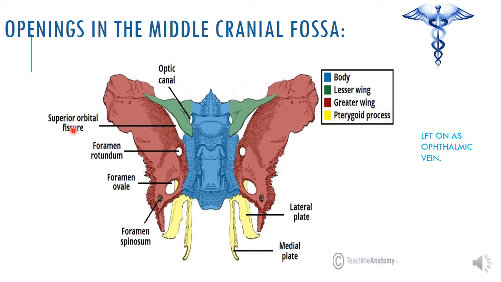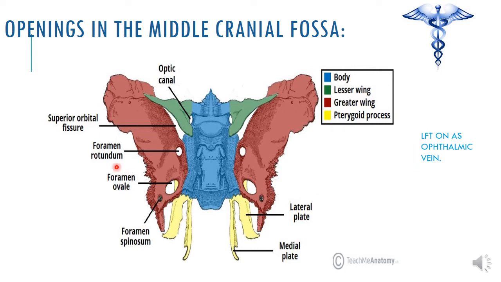Now here you can see the superior orbital fissure. This is the largest slit opening, and as you can see, it is formed between the lesser wing of sphenoid and the greater wing of sphenoid. Now the nerves and the veins that pass through this superior orbital fissure are the lacrimal, frontal, trochlear, oculomotor, nasociliary, abducens, and superior ophthalmic vein. These are the structures that pass through the superior orbital fissure. You only have to remember the nerves and the ophthalmic vein.